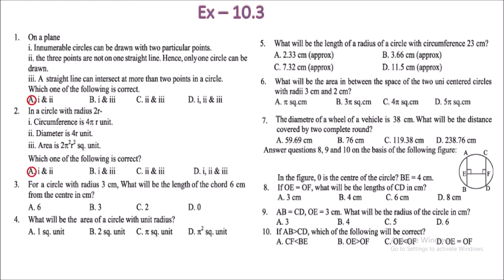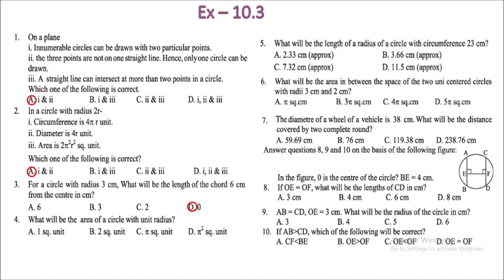3 is not correct. For a circle with radius 3 centimeter, what will be the length of the chord? 6 centimeter. The chord passes through the center, because the length of the chord is 6 centimeter and the diameter is also 6 centimeter. So obviously it is in the center. There is no distance between them. So 0 is the distance between them. So this is the correct answer.